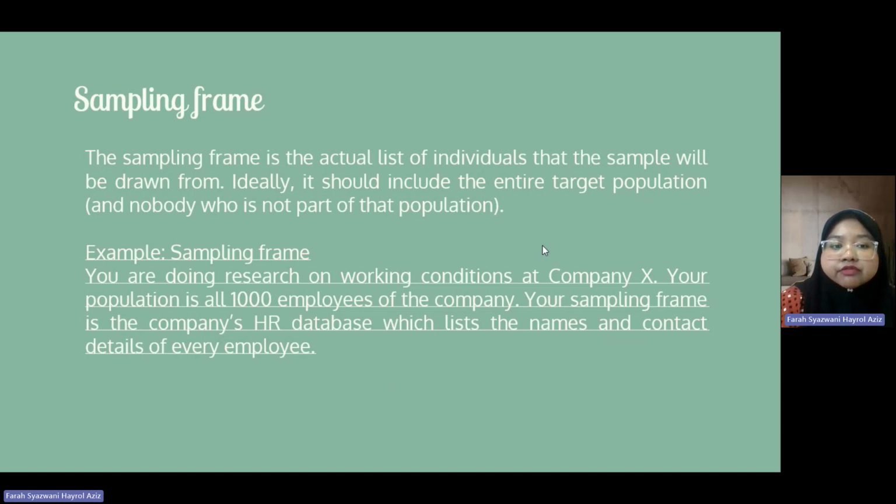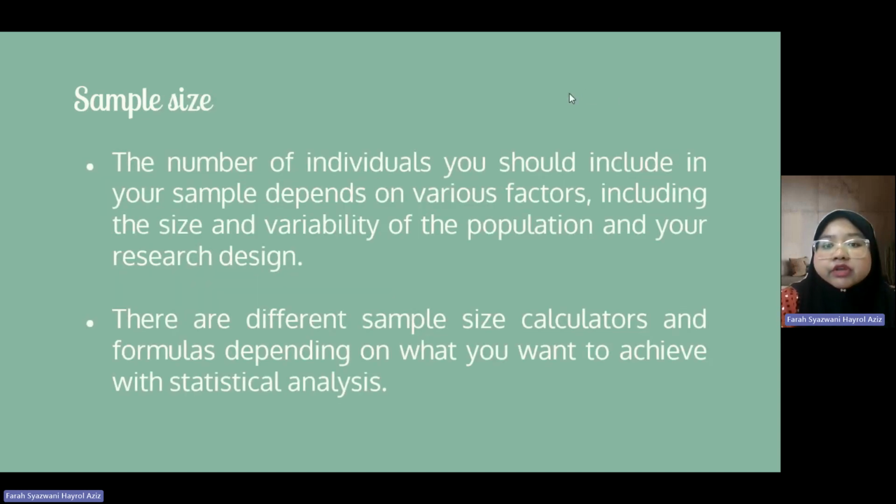As an example of a sampling frame, you are doing research on working conditions at company X. Your population is all 1,000 employees of the company. So your sampling frame is the company's HR database, which lists the names and contact details of every employee. The number of individuals you should include in your sample depends on various factors, including the size and variability of the population and your research design. There are different sample size calculators and formulas depending on what you want to achieve with statistical analysis.